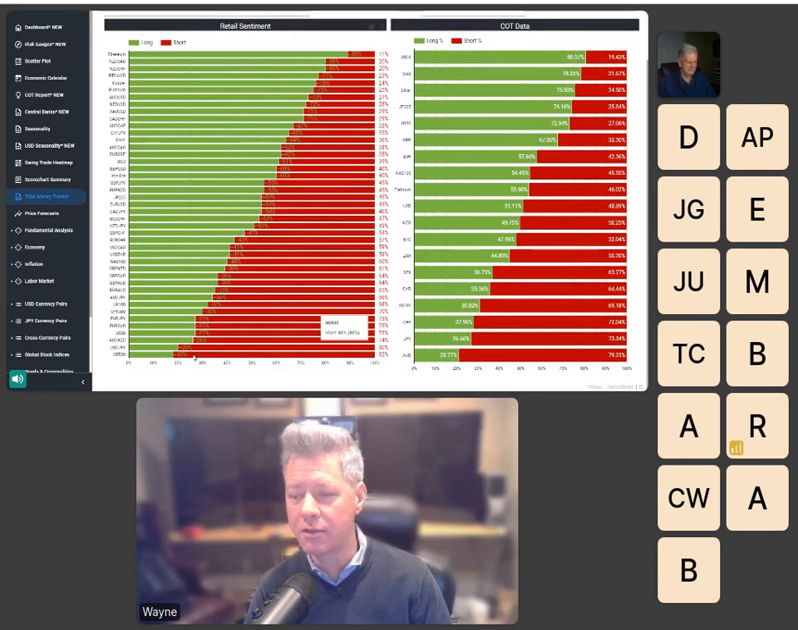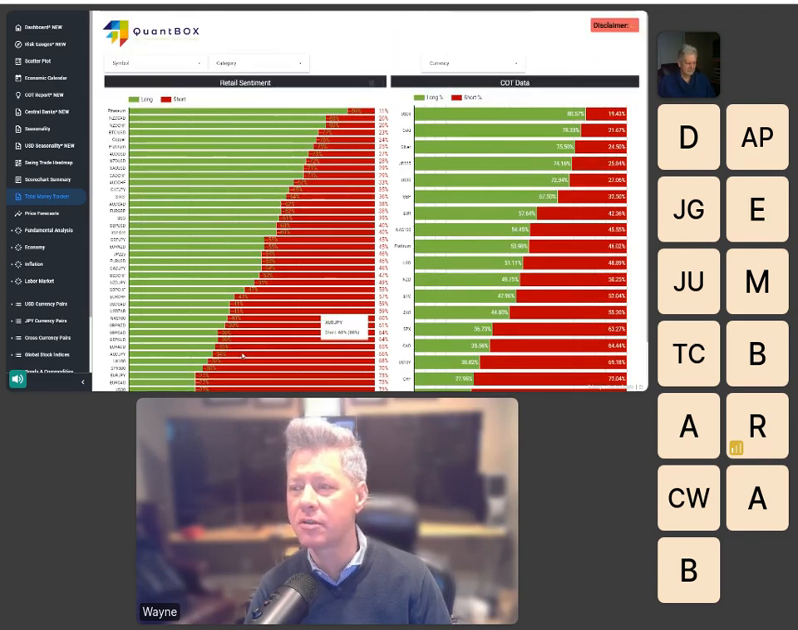Look at that. Is that even true? Could that be true? Could that even be true, huh? 82% of retail traders are short the DAX and QuantBox is heavily long. That's interesting.